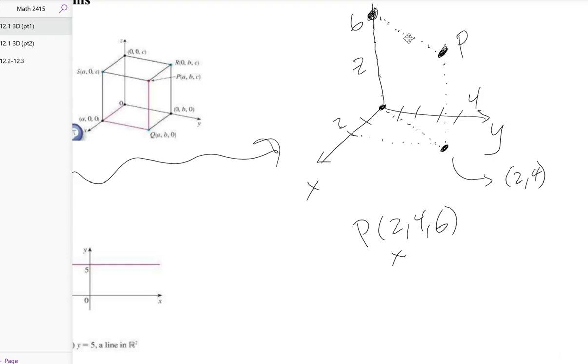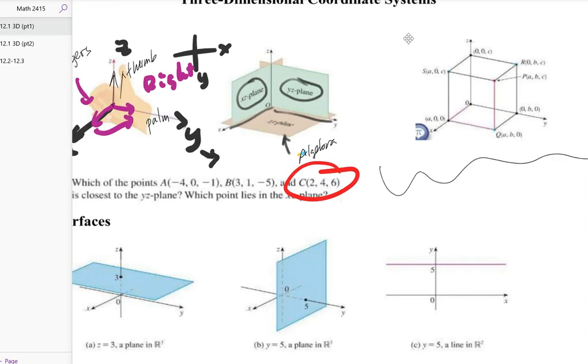This is the Z axis here. Okay, so that is the point 2, 4, and 6. All right, and that's how you draw a point in 3 dimensions. Now, these other ones here are much more difficult to do, like this one here, because it has a negative number in front.